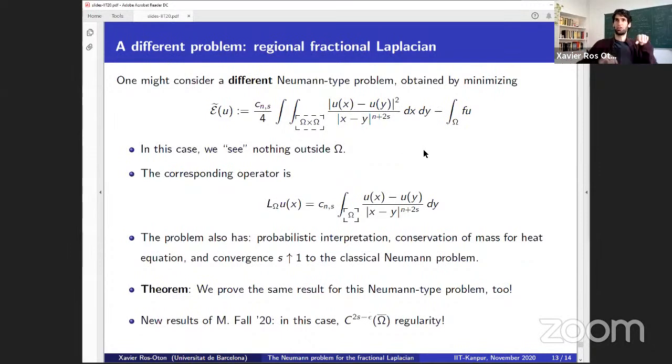The integration by parts is: the integral inside the domain of this operator is equal to an integral on the boundary, only of u divided by distance to the 2s minus 1. So it's a kind of non-normal derivative, but it's local, it's on the boundary. It's more similar to the Pohozaev identities that we proved with Joaquim Serra for the Dirichlet case, in a sense. So for the regional fractional Laplacian, there is an integration by parts identity like this.